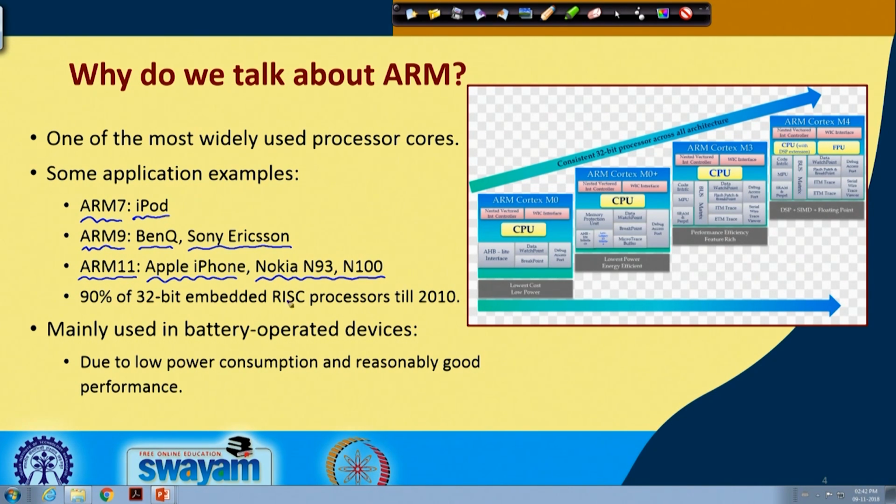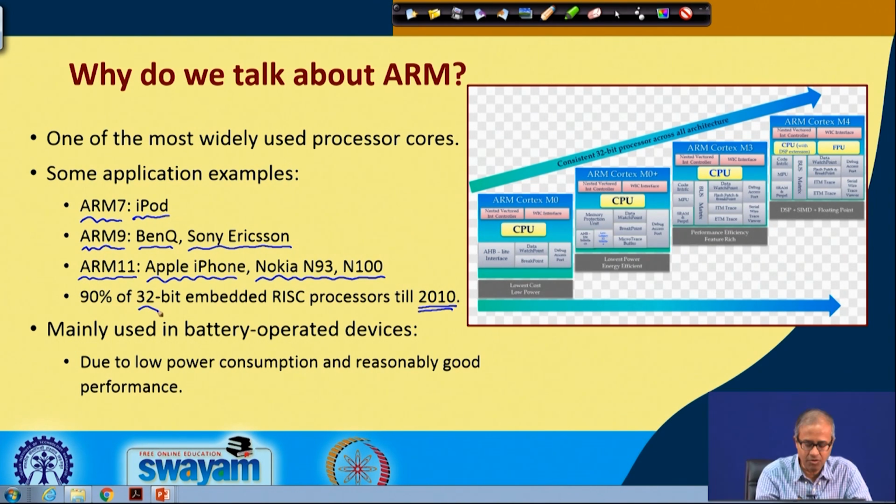Now, this is a pretty old piece of statistics. Till 2010, 90% of all serious embedded applications had this kind of ARM processors inside them.